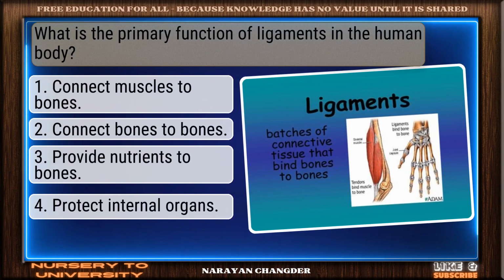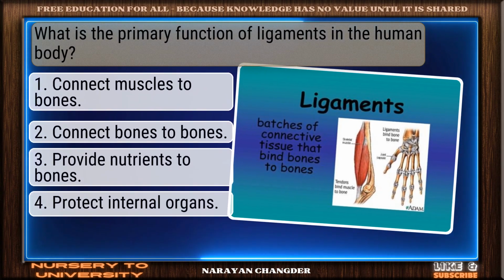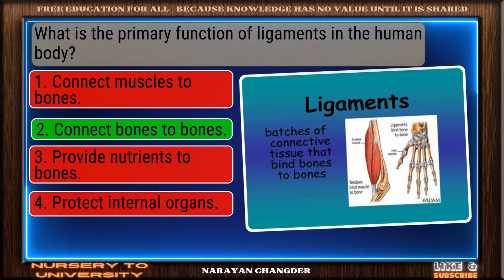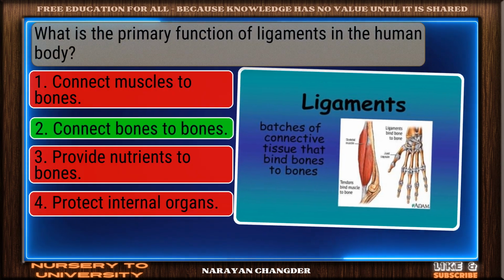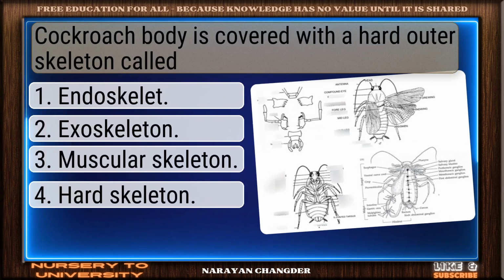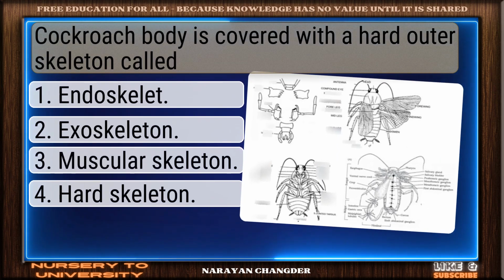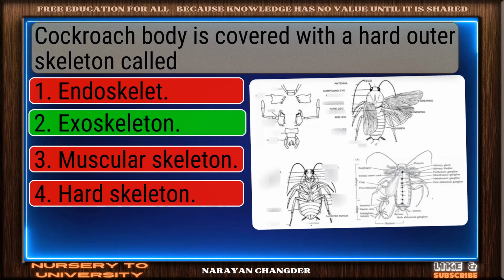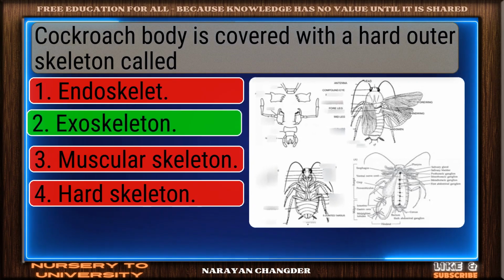What is the primary function of ligaments in the human body? Correct response. Connect bones to bones is the most accurate answer. The cockroach body is covered with a hard outer skeleton called... Bravo, exoskeleton is the answer.